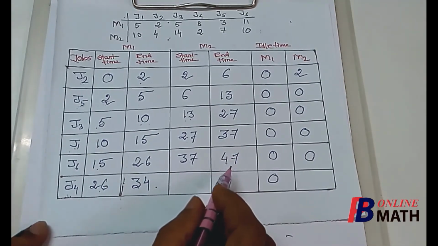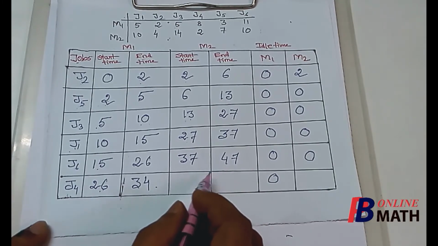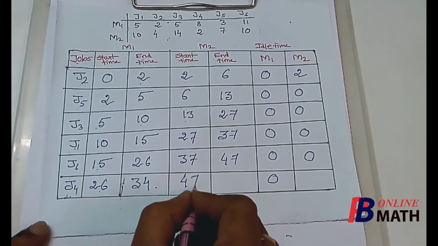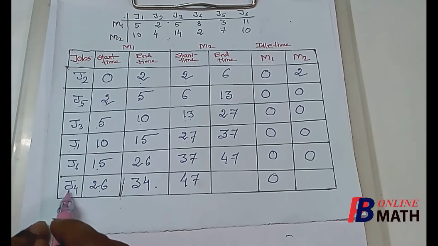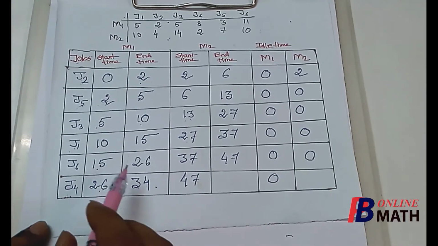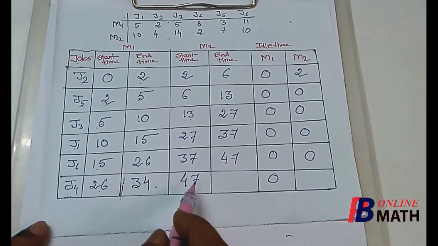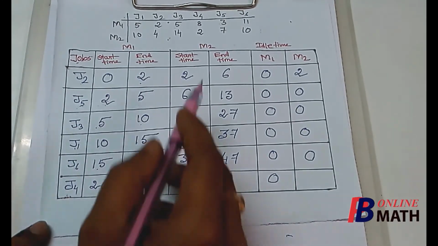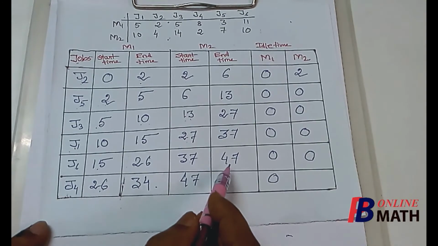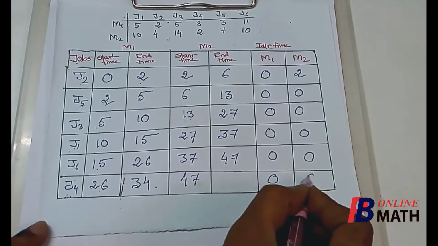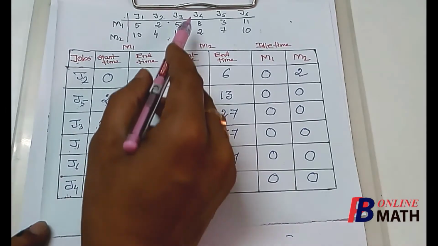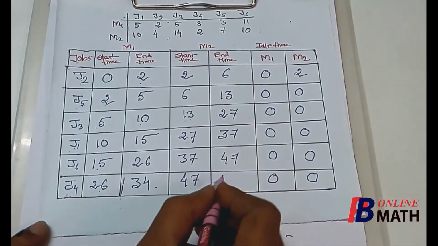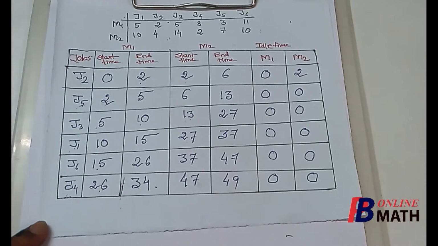Now the machine M2 is ready to process the final job after 47 units of time, when the final job J4 has been released already by M1. So this job is ready to process on M2 immediately after releasing the previous job. So no idle time here also. So the end time for the job J4 is 47 plus 2, which is 49.